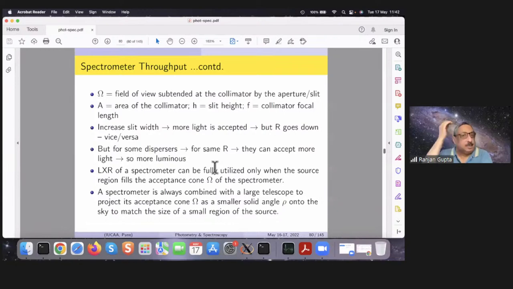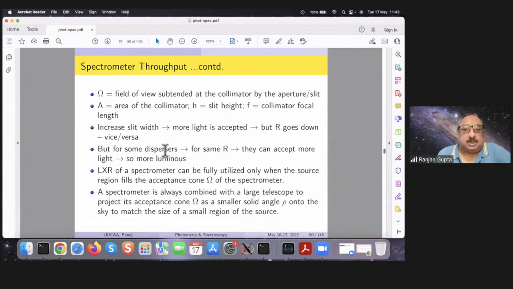So this combination is just like your quantum mechanics, you know. This multiplication is a constant for that particular instrument. So that's why, increase the slit width, more light is accepted, but the resolution goes down. And of course, the reverse also.